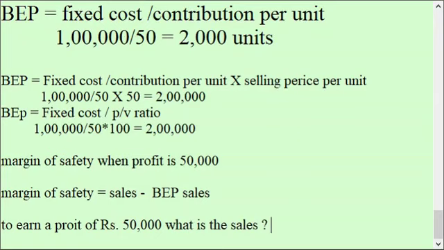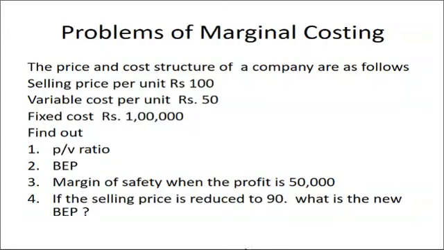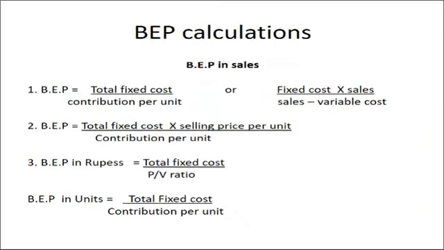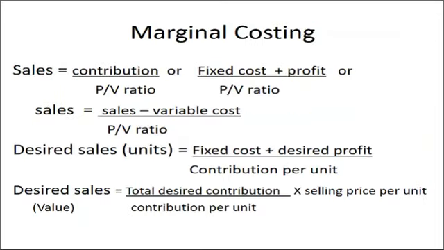Okay, we need to find out sales when the profit is 50,000. Then we need to apply this formula, margin of safety. So when the profit is given, we need to find out sales. Okay, so now come back to the sales formula. To find out the sales, what are the formulas available? Sales is equal to contribution divided by PV ratio. Contribution is fixed cost plus profit, divided by PV ratio. We go for this formula.